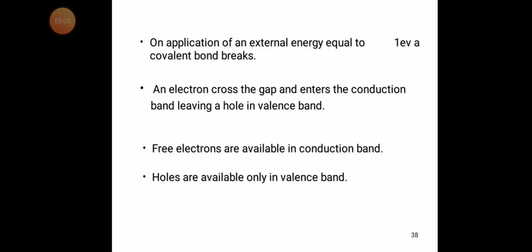That is, whenever we apply 1 electron volt of energy to the covalent bond, an electron crosses the gap and enters the conduction band. When it moves to the conduction band, a hole is generated in the valence band. Free electrons are available in the conduction band. Holes are available only in the valence band, because electrons are moving from the valence band to the conduction band. So the absence of the electron is called a hole.